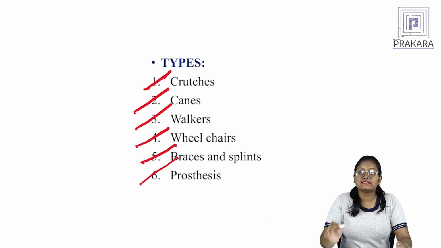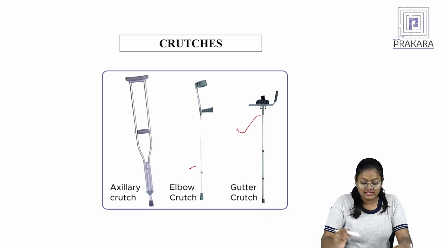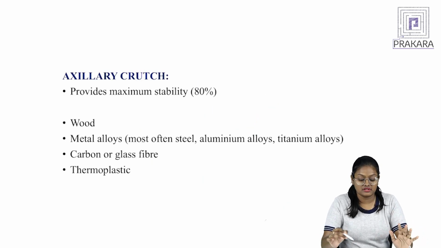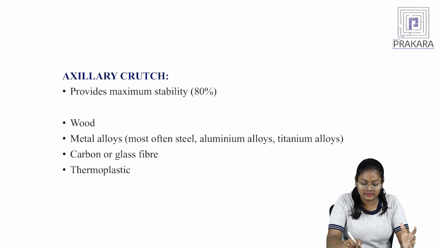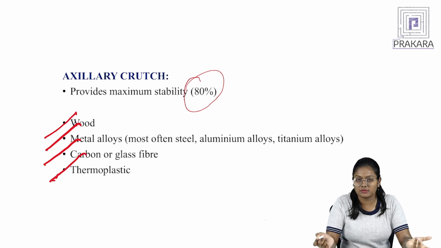Okay, so let's just see the crutches. In crutches, we have three types of crutches. The first one is the axillary crutch, the second one is the elbow crutch, and the third one is the gutter crutch. So let's talk about the axillary crutch. What actually is an axillary crutch? The axillary crutch provides wide stability. Around 80% of the stability can be achieved through an axillary crutch. This crutch can be made of wood or metal or carbon and glass fiber, even thermoplast.